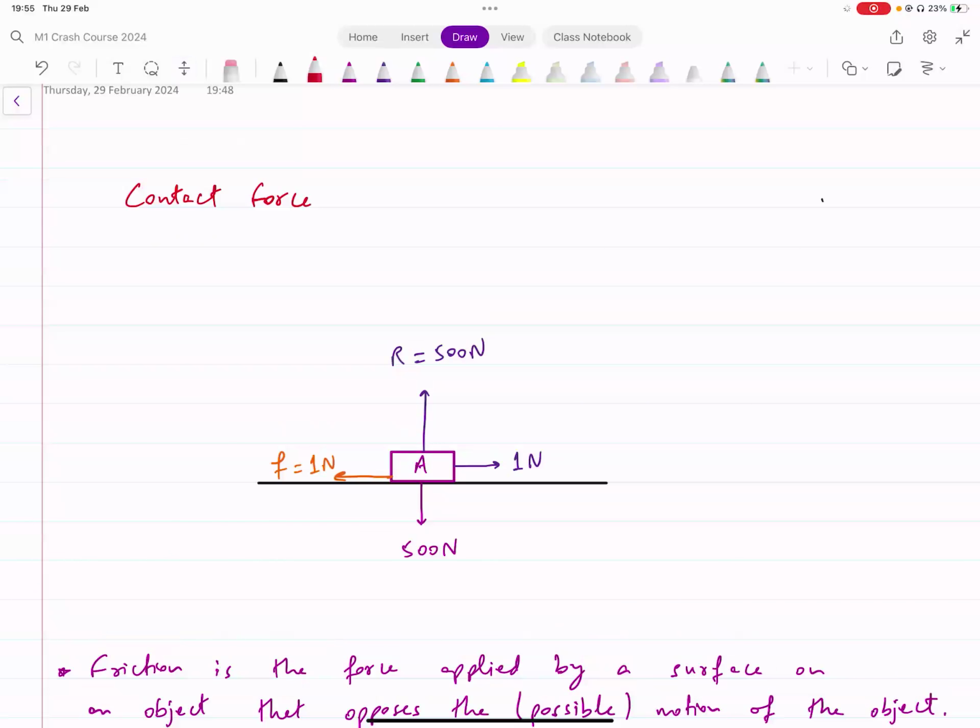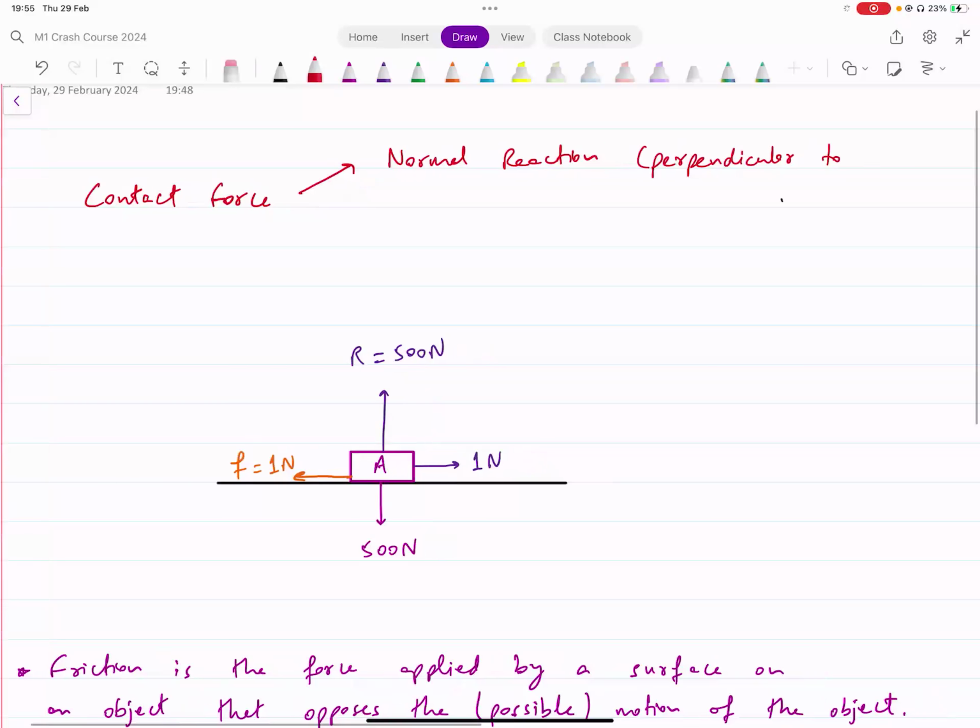There are two types of contact forces. One we have done before, and that was normal reaction. Normal reaction used to act perpendicular to the surface. Right? That was the direction of normal reaction. What about friction? Friction acts parallel to the surface.